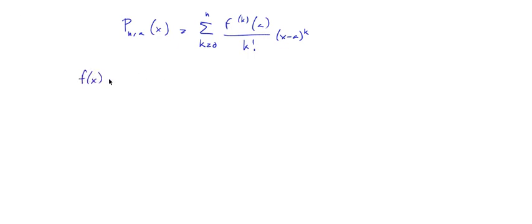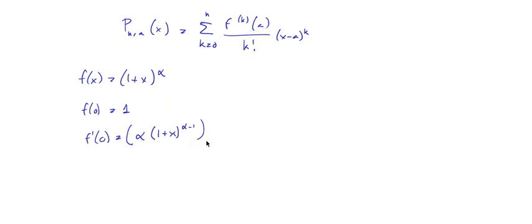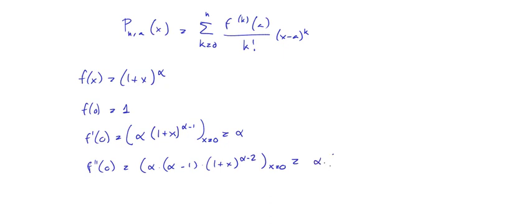Okay, so let's see one example, right? Let f be 1 plus x to the alpha. Let's find its Taylor polynomial of degree n at 0. So f at 0 is obviously 1, and then f prime at 0 is the derivative of this, which is alpha times 1 plus x to the alpha minus 1, evaluated at x equals 0, and so this is equal to alpha, right? Then the second derivative is alpha times alpha minus 1 times 1 plus x to the alpha minus 2, evaluated at 0. This is alpha times alpha minus 1.